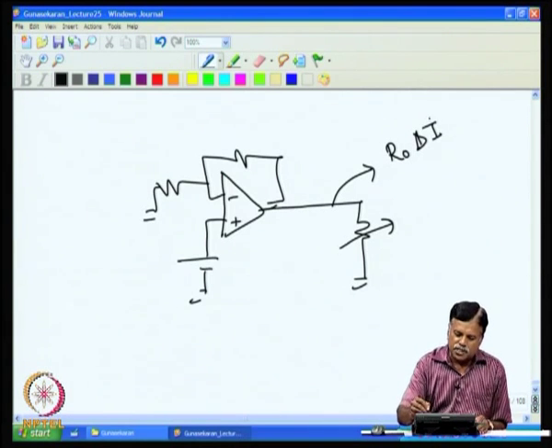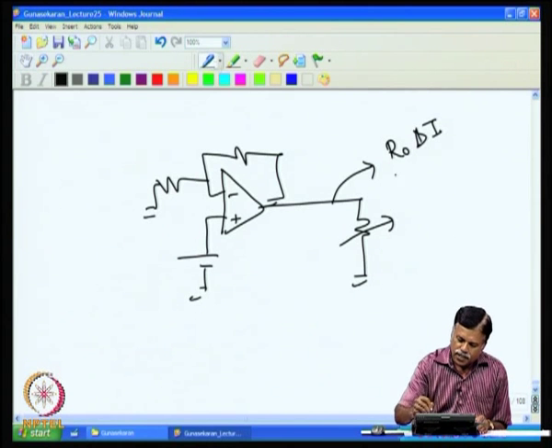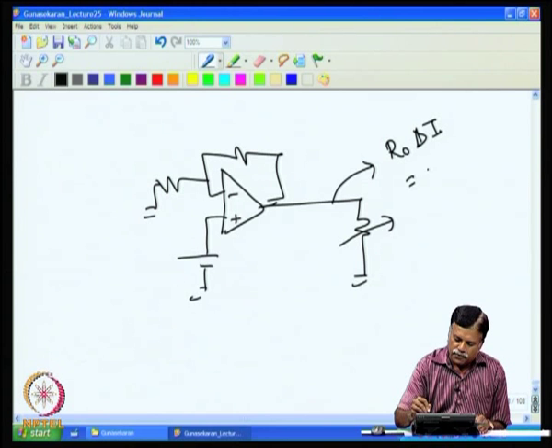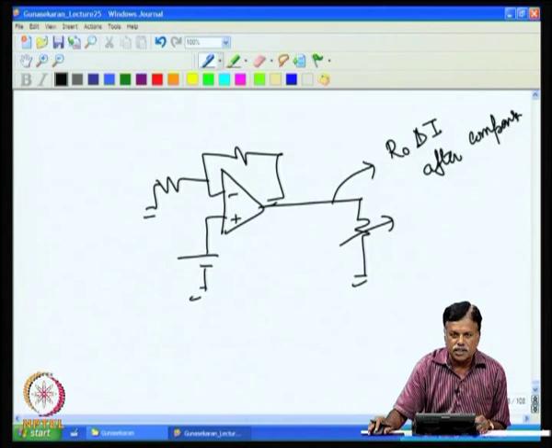This is an uncompensated error. This is after compensation, this is the change that is accepted. So we write that this delta I is the change after compensation. After compensation, this is the change that is expected at the op amp terminal.